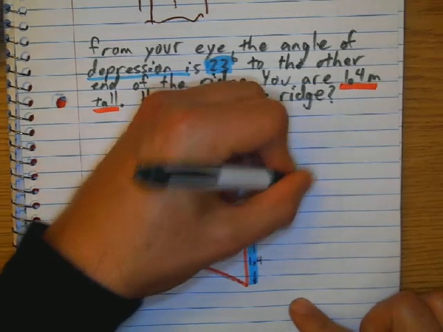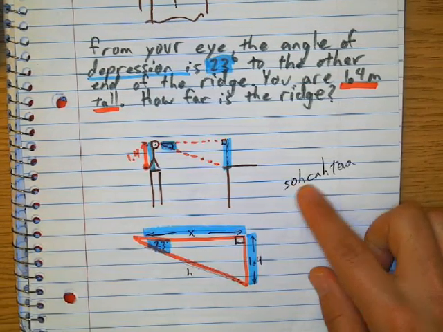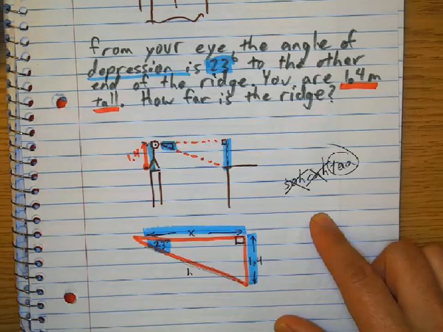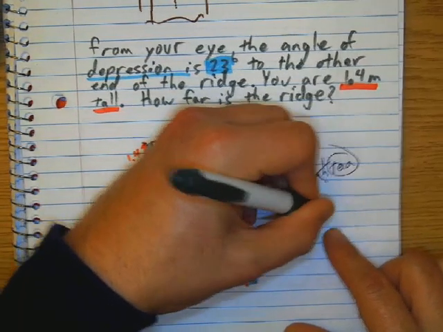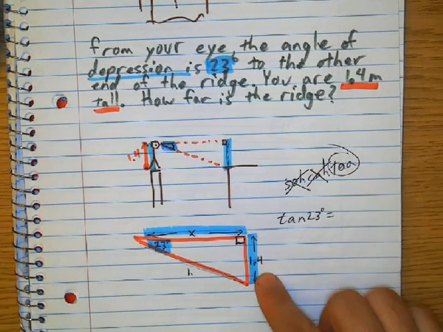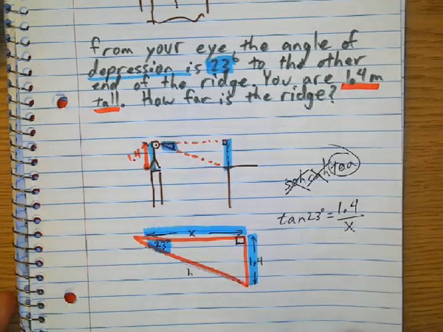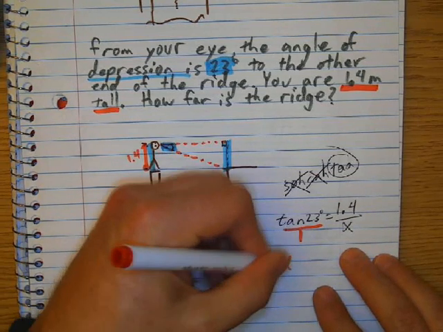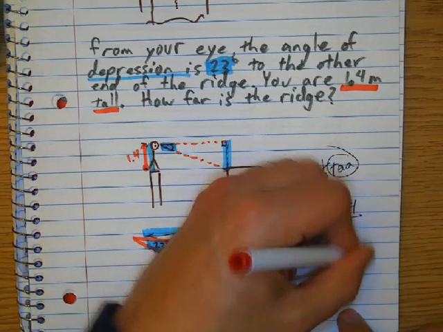So I write down that acronym, TOA. I don't need the hypotenuse, so I'm not going to use sine or cosine. Once again, we're left with tangent. So I'm going to say tangent 23 degrees equals opposite over adjacent, so 1.4 divided by the adjacent, which is x. If I put this over 1 and cross multiply, I end up with x times tangent 23 equals 1 times 1.4.